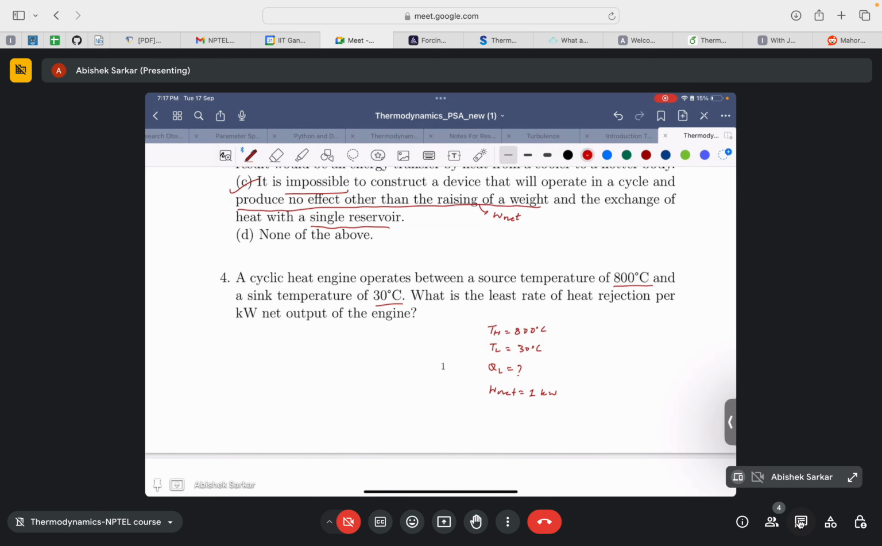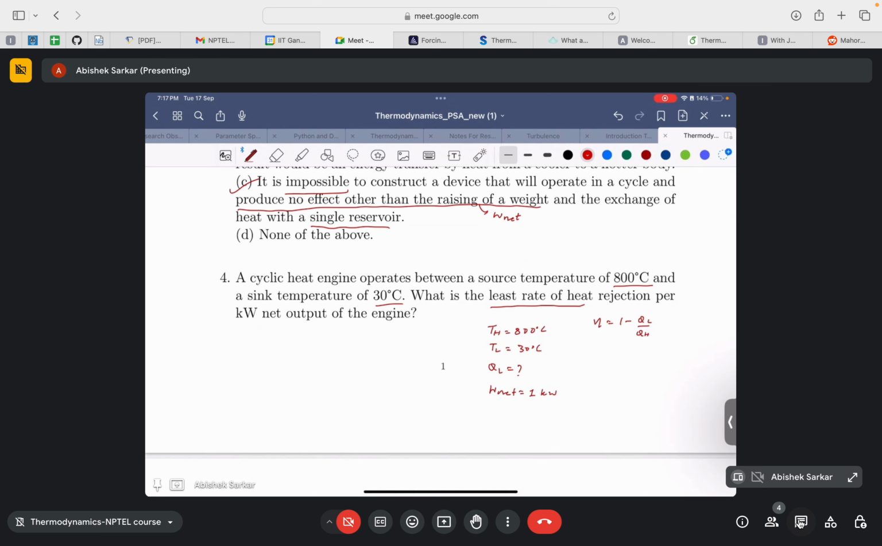So this is a key term, right? Least rate of heat rejection per kilowatt net output of heat engine. Okay, so I think all these things are given to you. You need to find out the QL. And least rate. So you think, when is it possible to have least rate of heat rejection? In which kind of heat engines there will be least rate of heat rejection? Eta is 1 minus QL by QH.